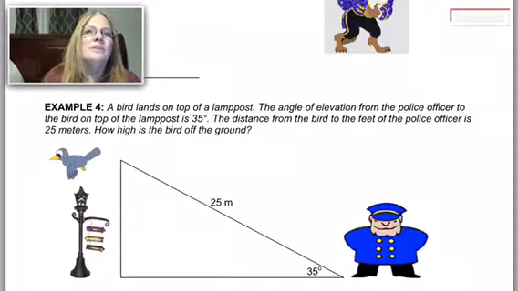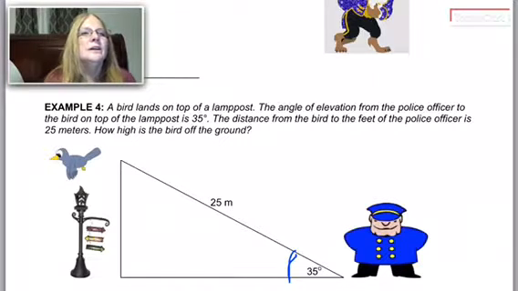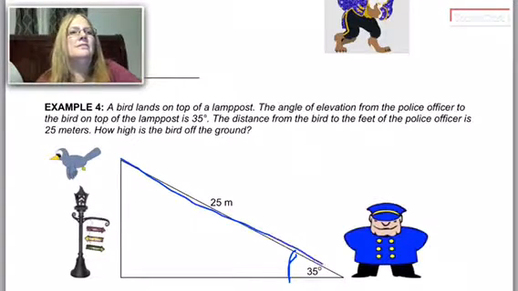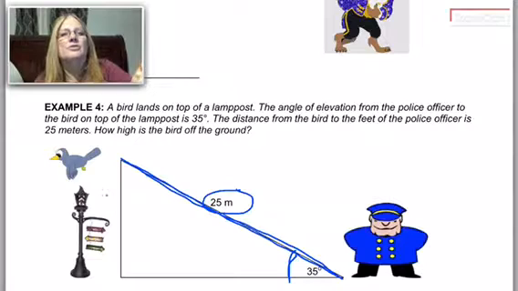Okay, hope you did pause. A bird lands on top of a lamppost. The angle of elevation from the police officer to the bird, right here, is 35 degrees. The distance from the bird to the feet of the police officer is 25 meters. So from the bird to the feet, this is the hypotenuse, is 25 meters. How high is the bird off the ground?